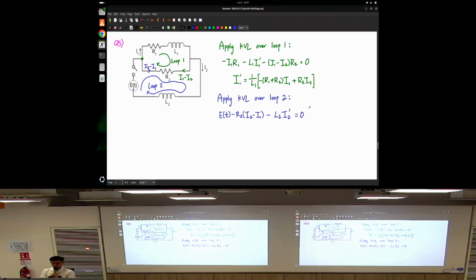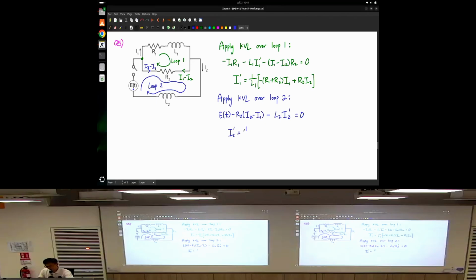Any objections? I2 prime because it is passing through the inductor. The voltage drop is caused by L2, the inductance, multiplied by the rate of change of the current. Because if the current is a DC current and not changing, then of course there's no voltage drop because the inductor is just a coil of wire.